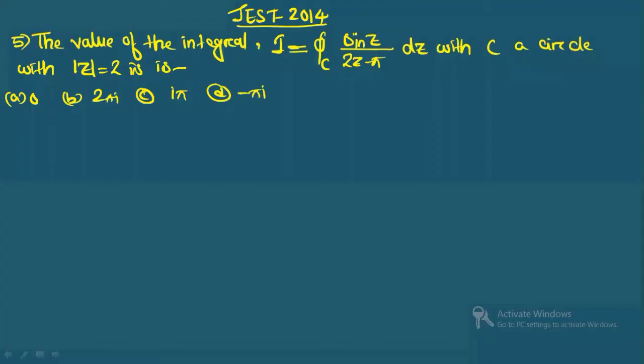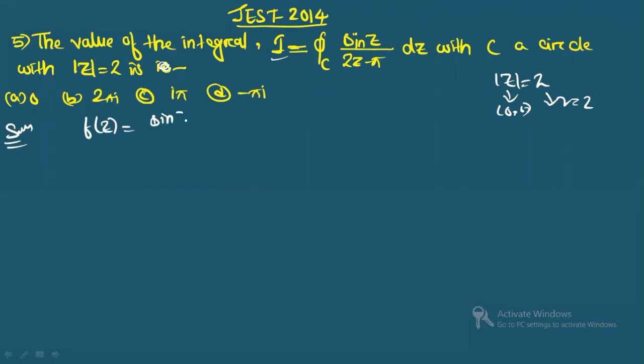Clear? So what is the value of the integral? You have I equals the contour integral of sin z by 2z minus pi dz. Here C is a circle with mod z equals 2. So you will have to find the value of this integral. Mod z equals 2 means the radius is 2, and the circle is centered at the origin. First of all, we will write the function f(z) equals sin z by 2z minus pi.